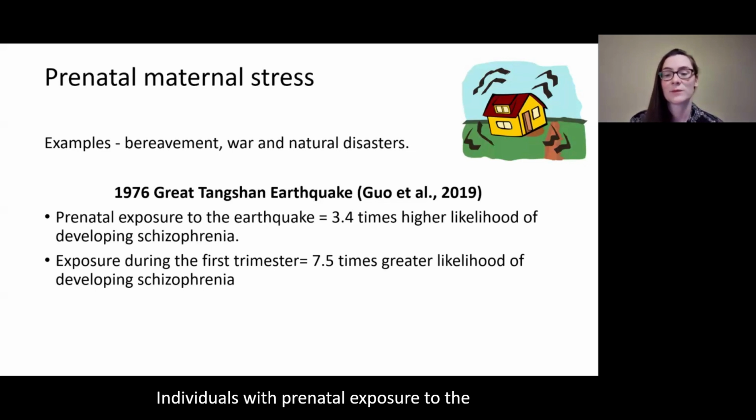Individuals with prenatal exposure to the earthquake, meaning their mothers lived near the epicentre during pregnancy, had a 3.4 times higher likelihood of developing schizophrenia compared to those without such exposure. And the risk was particularly high for those exposed during the first trimester of pregnancy, with a 7.5 times greater likelihood of developing schizophrenia.